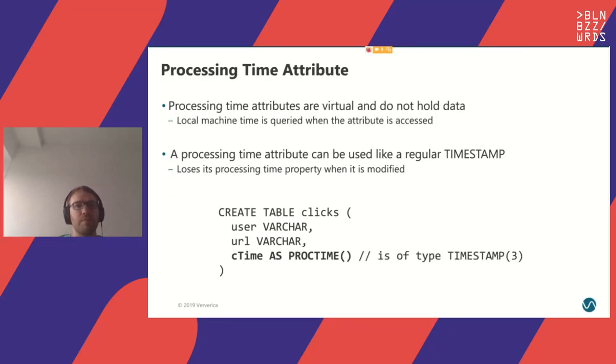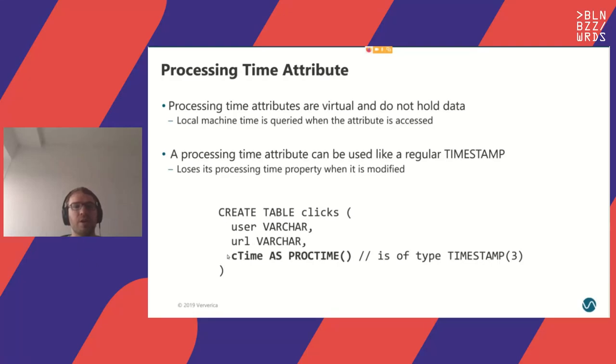For processing time, the attribute is defined a little bit differently. Here, a processing time attribute is virtual. It doesn't hold any data. Instead, when the query accesses this attribute, it looks up the current local time of the machine that is performing the evaluation of the attribute.